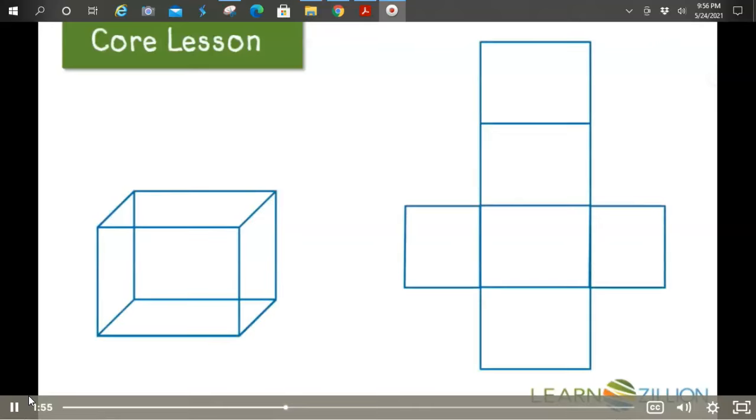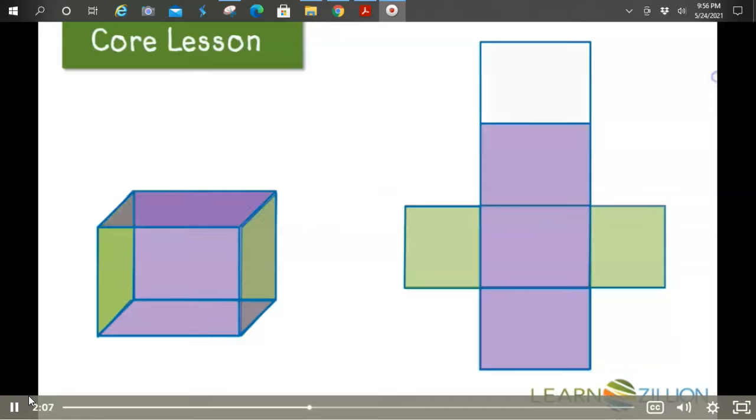Here's another illustration of a prism and its net. I want you to just watch closely so you can see how the different faces correspond to each other, right? 6 faces on the net, 6 faces on the prism, and as you can see on this image, 4 of the faces are purple, 2 of them are green. This is to help you understand a little bit more how the net might fold up to form a 3D solid.